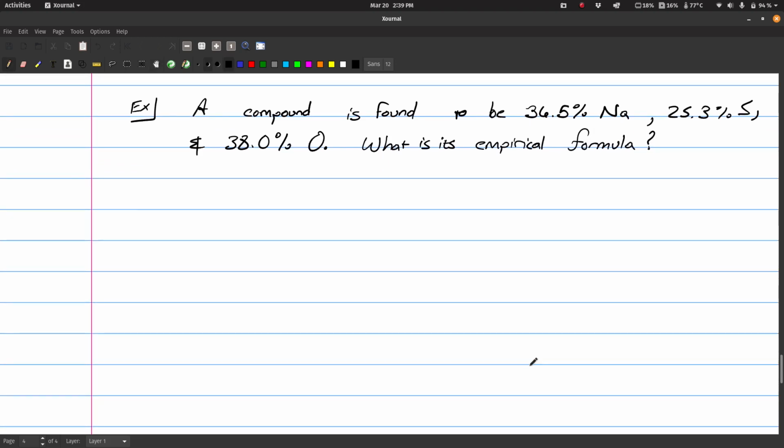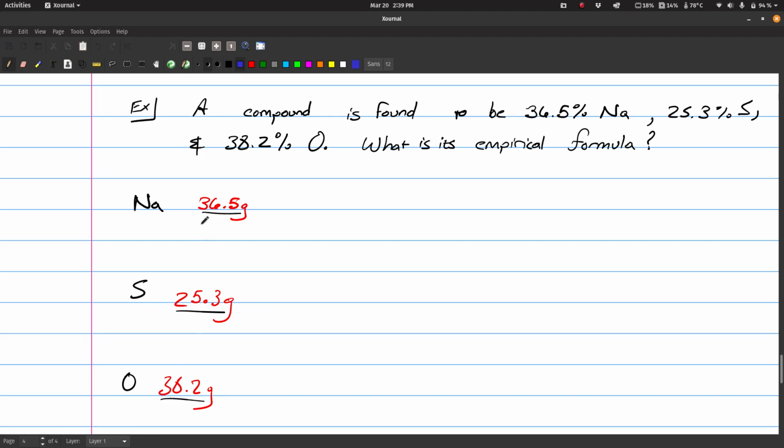Alright, so this one I'm going to set up a little differently just so you can see a different way of doing this. So we have Na, S, and O. So I know that I have 36.5 grams of sodium, 25.3 grams. Oh, I guess the problem I copied didn't have exactly 100%, but we're just going to add a 0.2 there. It's fine. And then we have 38.2 grams of oxygen. So let's go ahead and find the molar masses of these. I'm going to write them underneath.